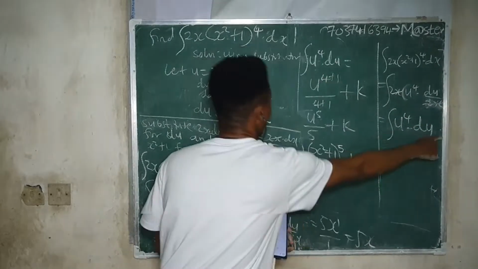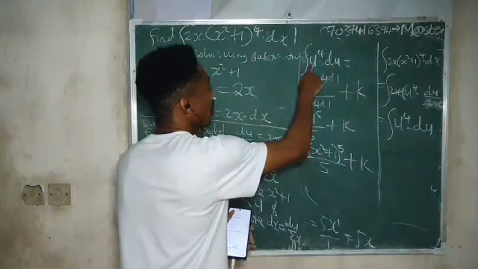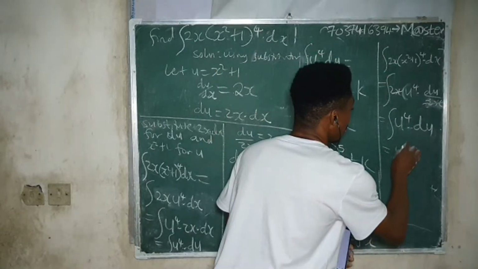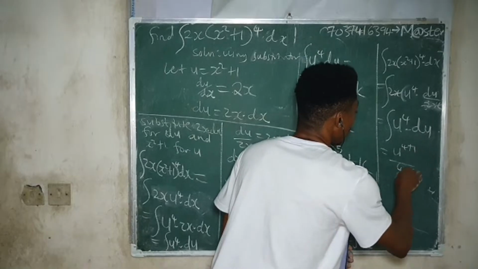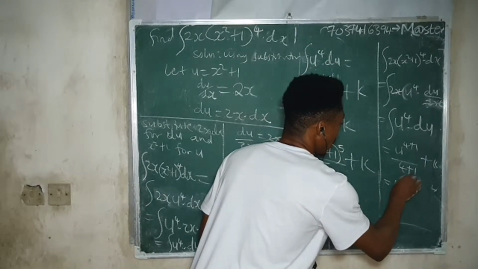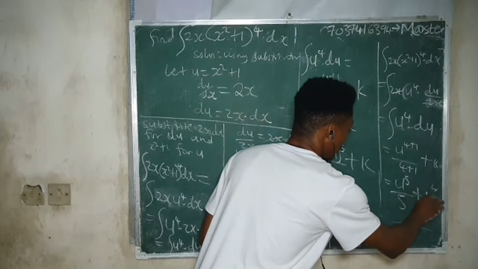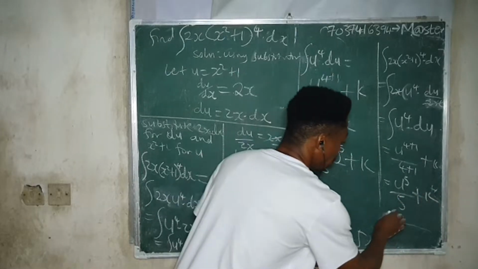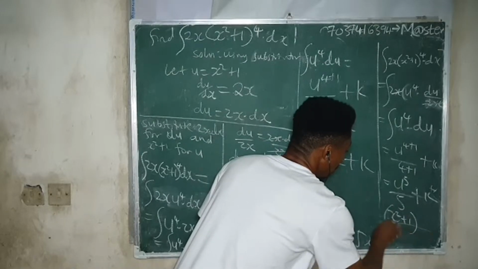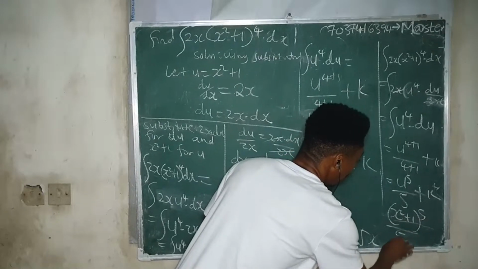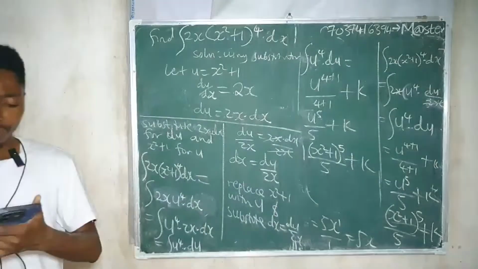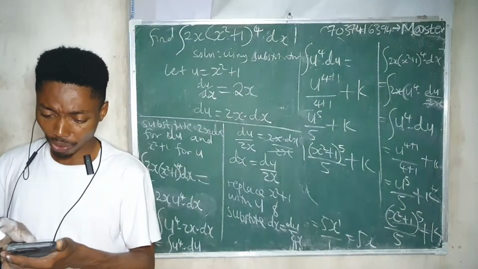So you can see the integral of u raised to power 4 with respect to u. This is now u raised to power 4 plus 1 all over 4 plus 1 plus k, which is u raised to power 5 all over 5 plus k. Don't forget what u was: x squared plus 1, all to the power 5, all over 5 plus k. You can use c as your constant, or you can use k as your constant.